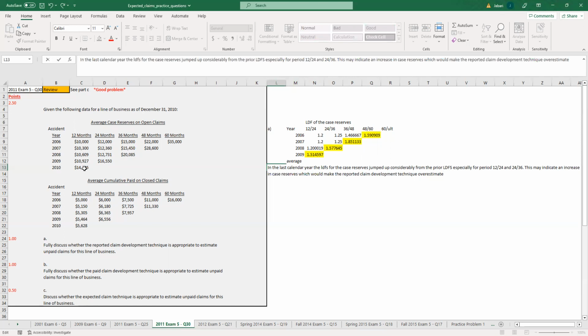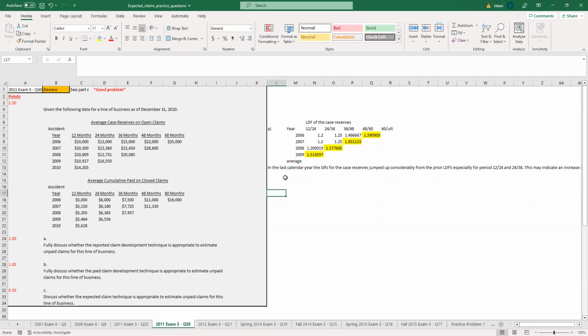Okay. Because the entire ultimate isn't going to go up, but the earlier amounts are going up. And so when we apply the LDFs to that, even if they are the same, it's going to be overestimated. Got it. Cool. That is correct. On to B. Fully discuss whether paid development technique is appropriate to estimate unpaid claims. So same thing here. You can do the LDFs for cumulative paid claims, paid closed claims.